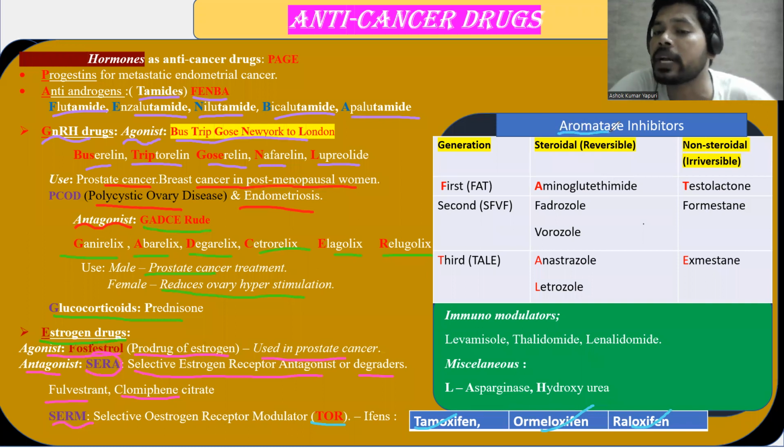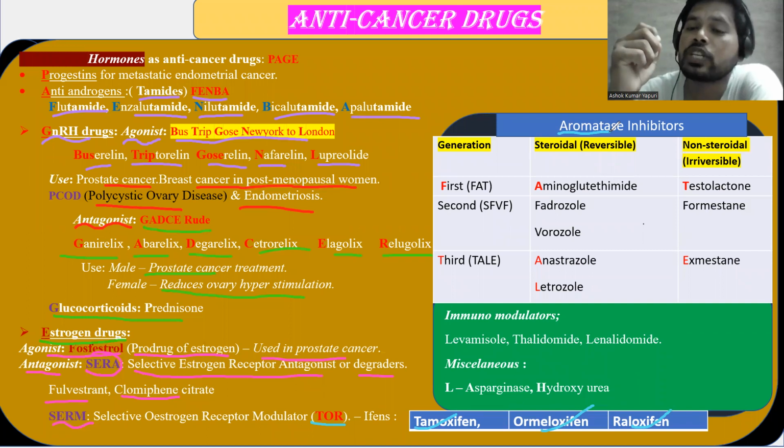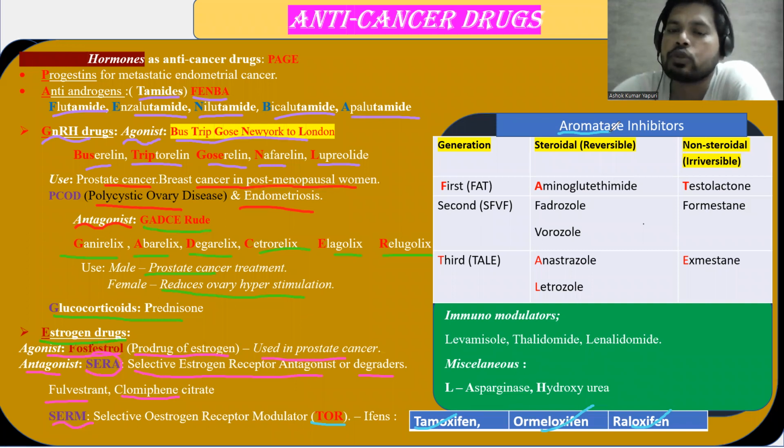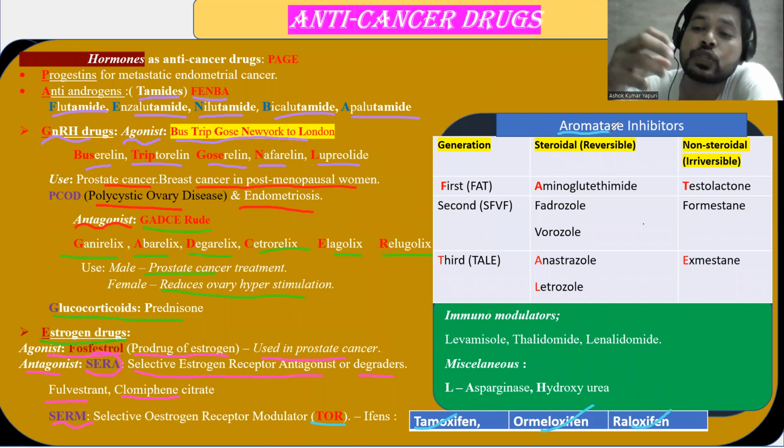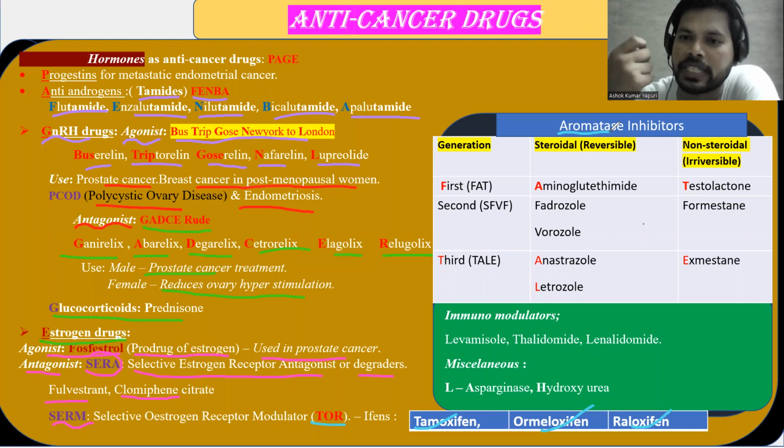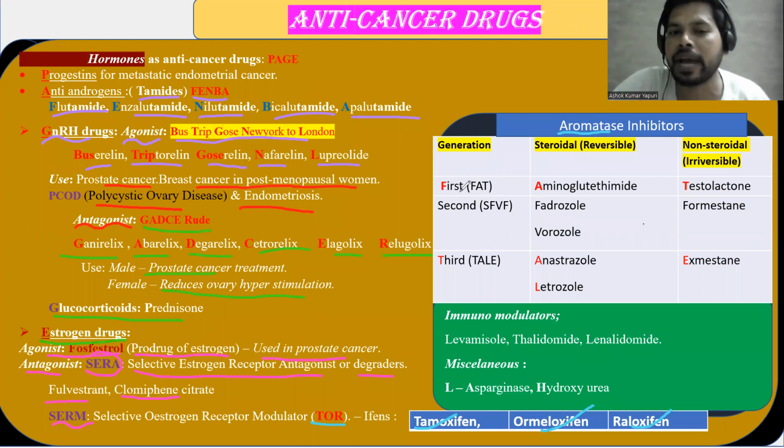And next, aromatase inhibitors. What is the enzyme aromatase? Aromatase is the enzyme that converts testosterone to estrogen by the process of aromatization. This especially happens in males. If the testosterone present in males converts to estrogen, that estrogen causes an abnormal increase in the breast tissue of the male, that is gynecomastia. Aromatase inhibitors are especially used in male breast cancer.